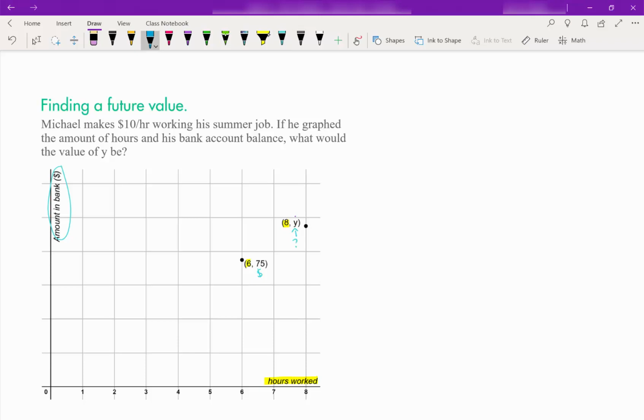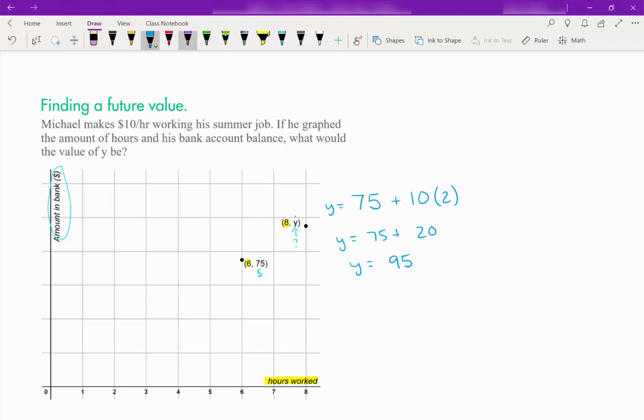There's a lot of ways that you might go about solving this, but one of the easiest ways is to simply think about the fact that you're making $10 an hour, and you currently have 75 bucks. So you could take your $75 and you're making $10 per hour and you're working for 2 hours. So 10 times 2 would give you $20, which you would add to the 75 that's already in your bank account, giving you $95. And that's essentially how I could calculate the value of y.